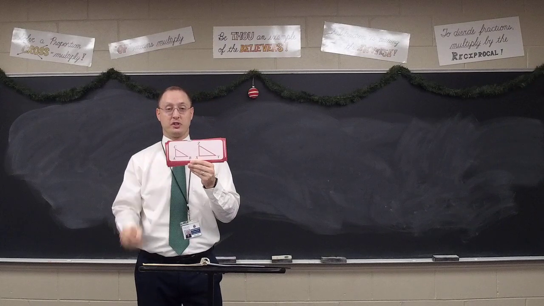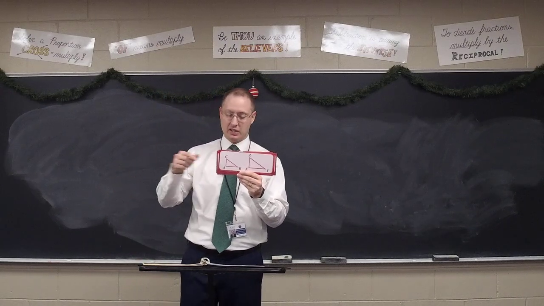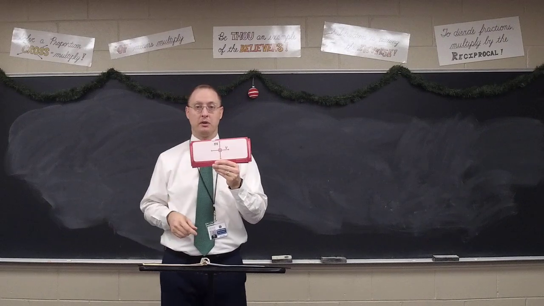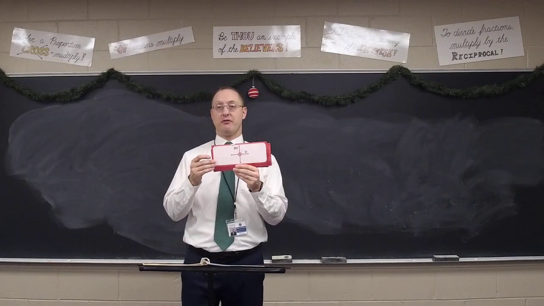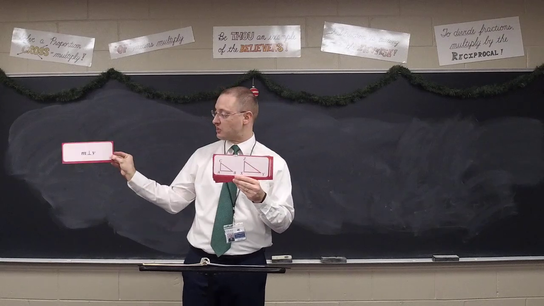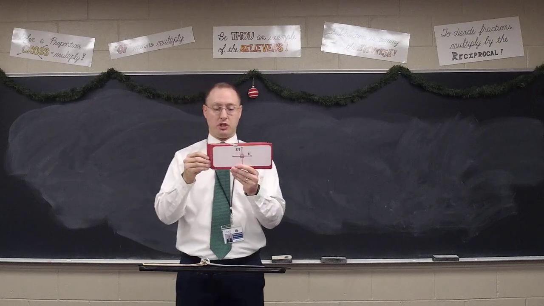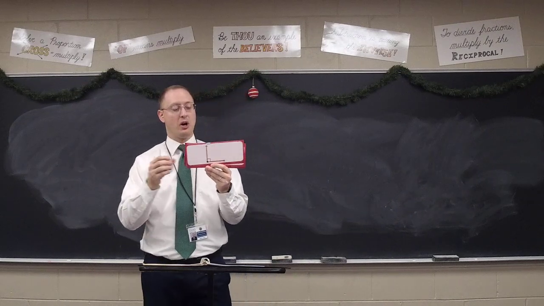These 2 triangles are similar. They're the same shape, but they are not the same size. These lines are perpendicular because they form right angles. Remember the symbol for perpendicular is that upside down T. But they're perpendicular because they make right angles with each other. Speaking of which, right angle.